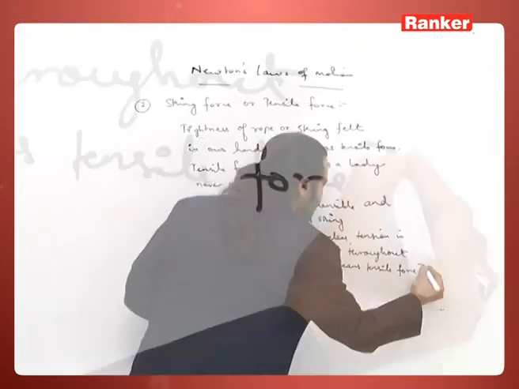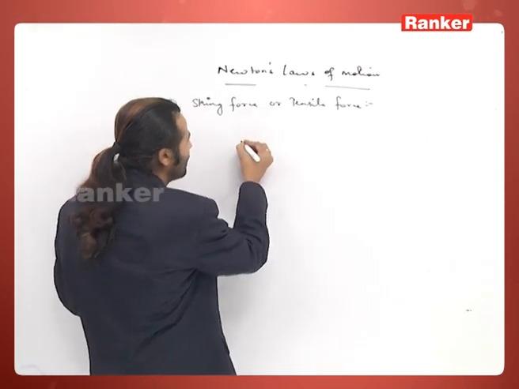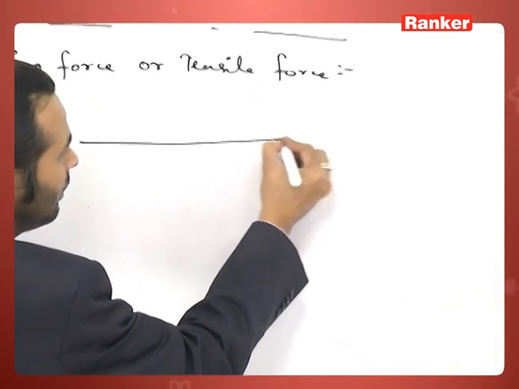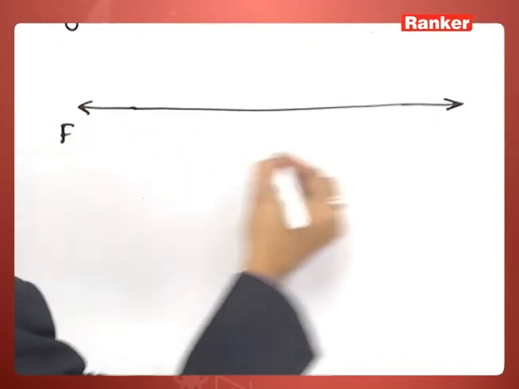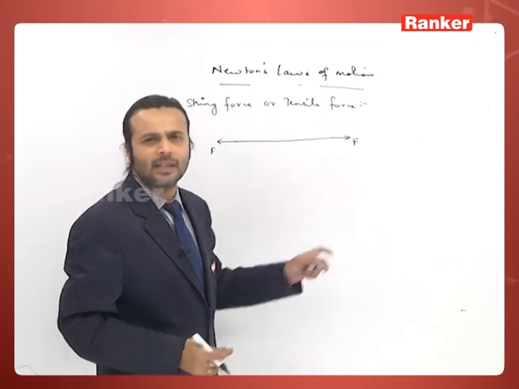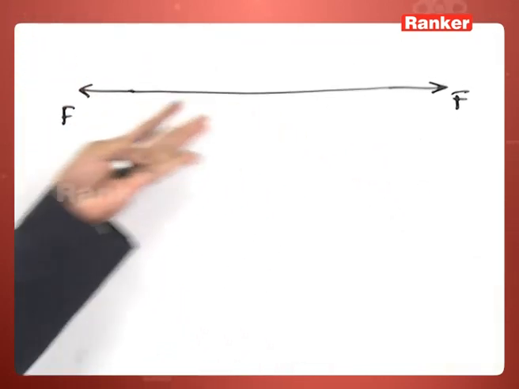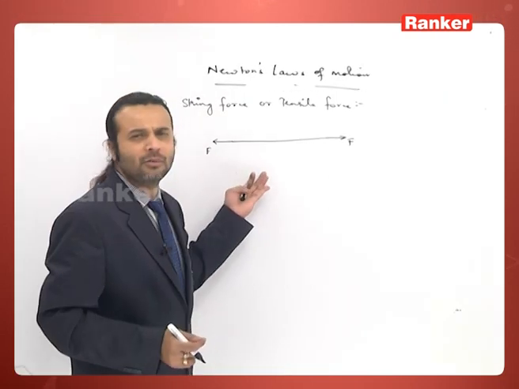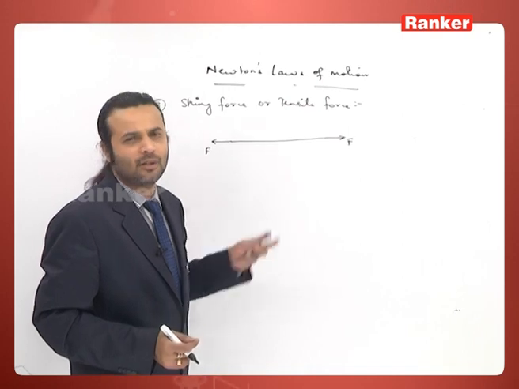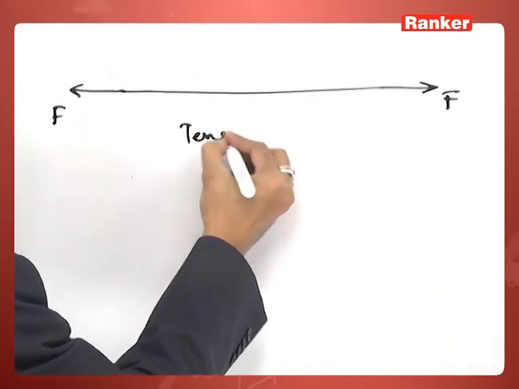I'll give an example. Suppose this is a string. It is pulled by equal and opposite forces, let us say F and F. And we say this is an idealized string. If I ask you what will be the tension in this string, most students say the tension in this string will be 0, but that's not correct. Tension in this string will be F only.